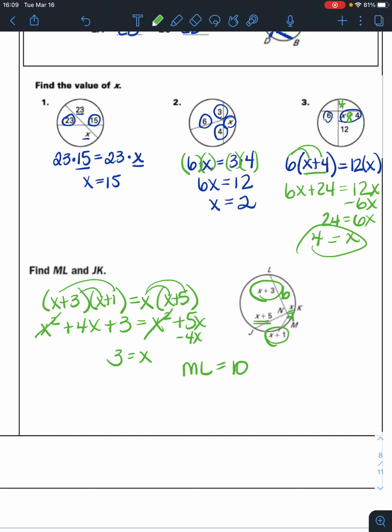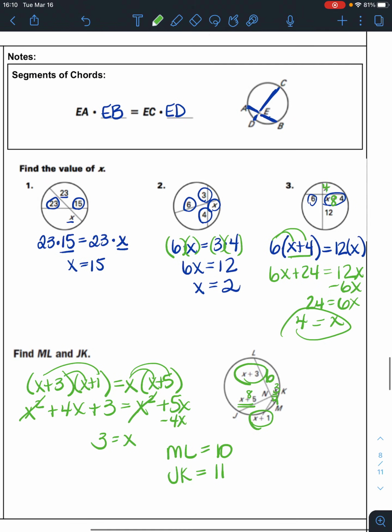And then you use the same 3. So JN is 3 plus 5, which is 8, and X is 3. And so JK is 11. Notice that the lines themselves are not the same length. That's not the point. It's that when you multiply them together, they are equal. So 6 times 4 is 24, 8 times 3 is 24. It's the products that are the same, not the actual lengths of the lines.